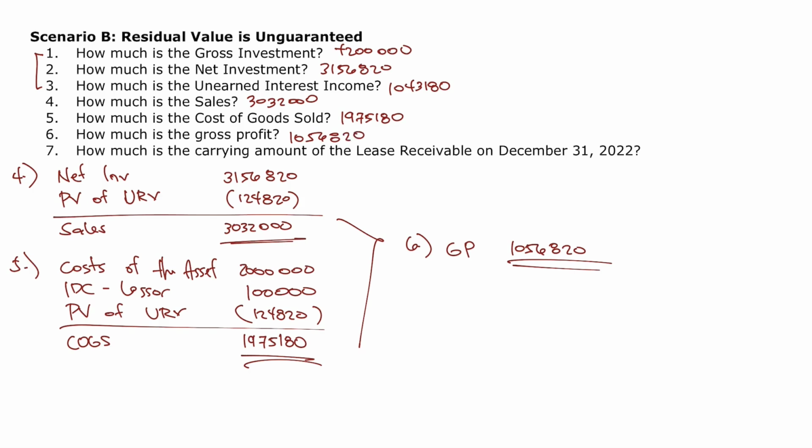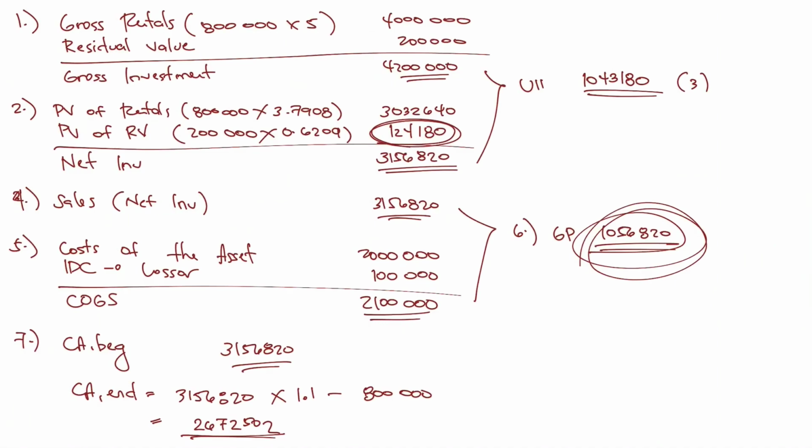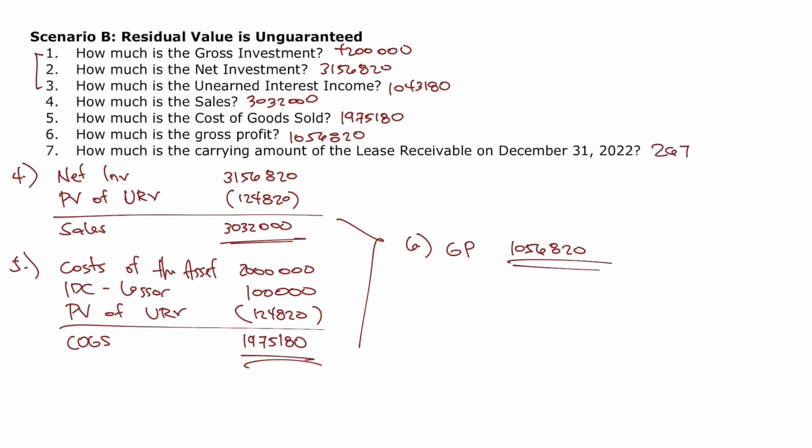And number 7, how much is the carrying amount at the end of 2022? Since the net investment is the same, the answer is also the same. That means 2,672,502 will now be the final answer. So that's scenario letter B, wherein the residual value is unguaranteed. Okay?